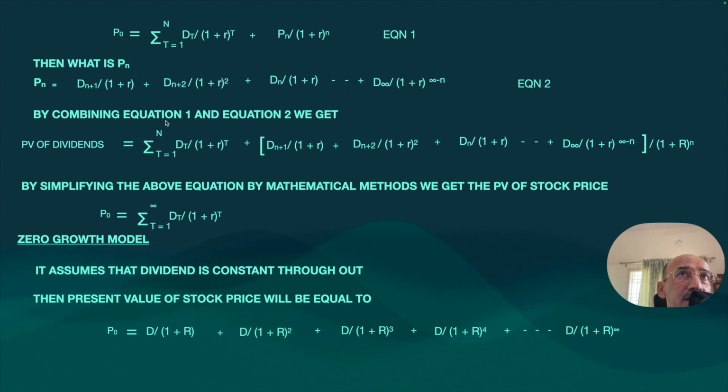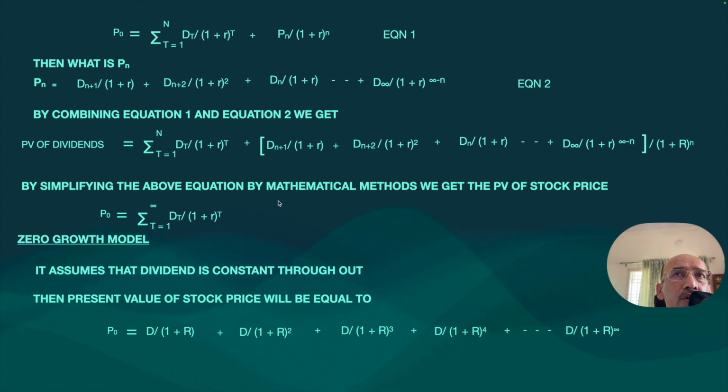So if we combine these two equations, equation 1 and equation 2, we get the present value of the dividends for a finite period, t equal to 1 to n, Dt divided by 1 plus r to the power of t, plus this present value Pn. I am going to put this entire value here, divided by 1 plus r to the power of n. Don't get confused with r and R, because while typing on the PowerPoint, sometimes you get small r or big R. My bad, this is small r only. Don't get confused by that.